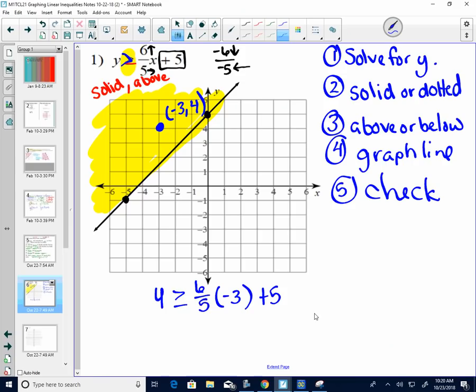So is 4 greater than or equal to 1.4? Yes, it is. That's a true statement. 4 is greater than 1.4, so I have shaded the correct region.